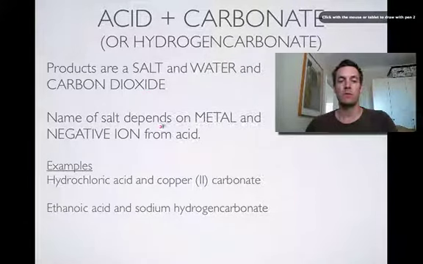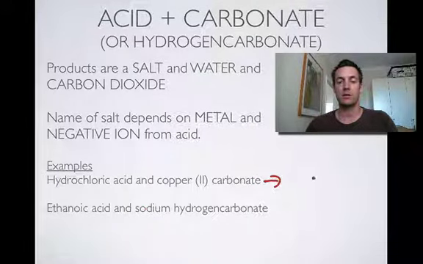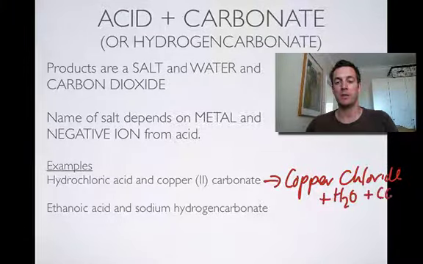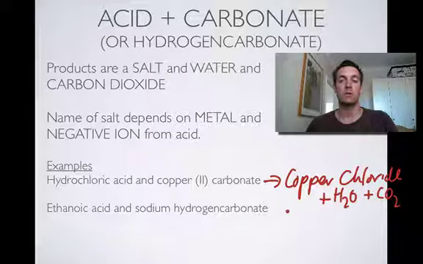Okay, so the name of the salt depends on the metal and the negative ion. That's like it was before. So hydrochloric acid and copper carbonate, well, they're going to make copper chloride because we've got the chloride ion in hydrochloric acid. And we're going to make H2O, water, and we're going to make CO2, carbon dioxide. Okay, so we're going to see fizzing here, just like we would have done with the metals because they were producing hydrogen. So you're going to see fizzing if a gas is formed.